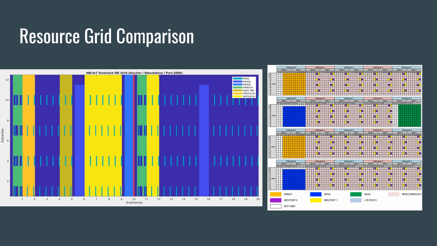Here we see a side-by-side comparison of the experimental resource grid on the left and the theoretical resource grid on the right for NB-IoT LTE. The format of these resource grids varies, like the colors, axes, and scaling. However, taking these differences into account, the resource grid for the experimental waveform matches the expected resource grid for the NB-IoT standard.